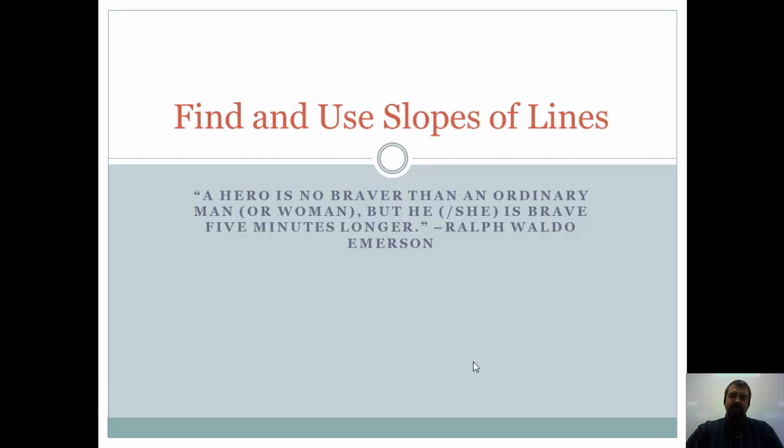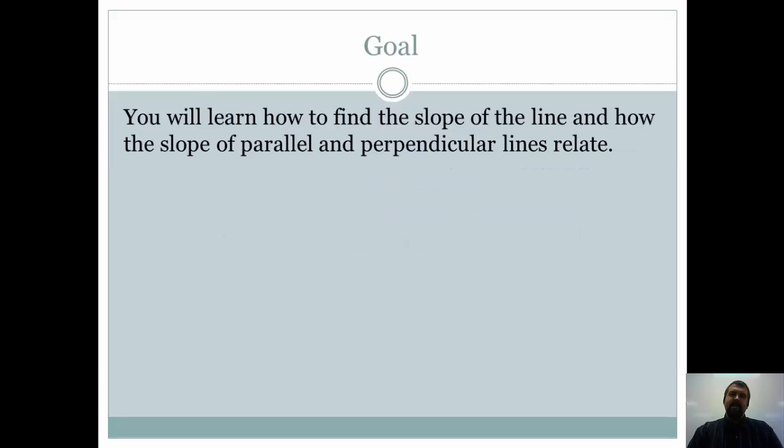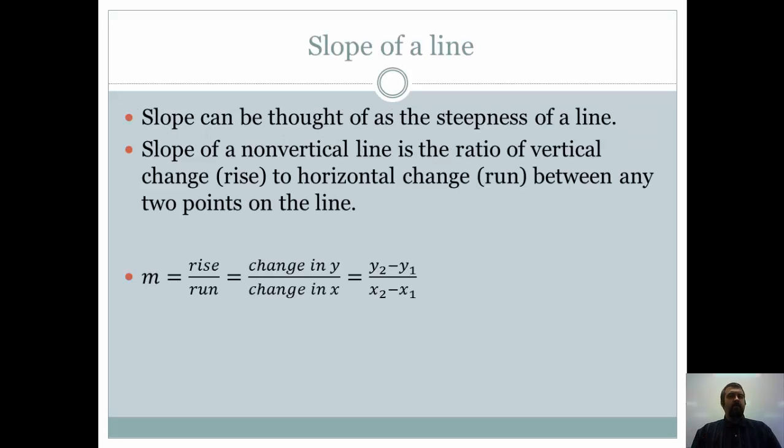The goal for today is that you will learn how to find the slope of a line and how the slopes of parallel and perpendicular lines relate. So the big idea here: the slope of a line is how steep the line is. It can be thought of as the steepness of a line.